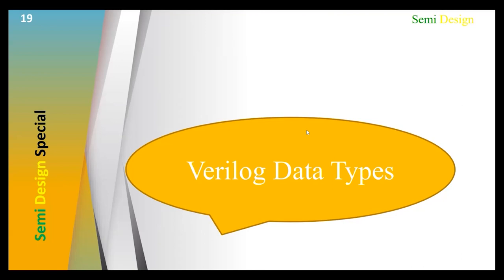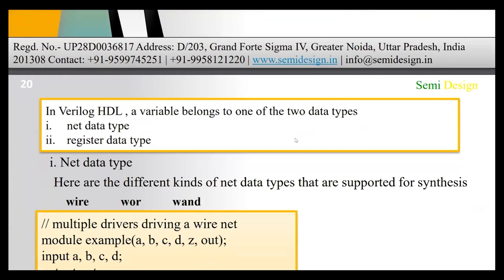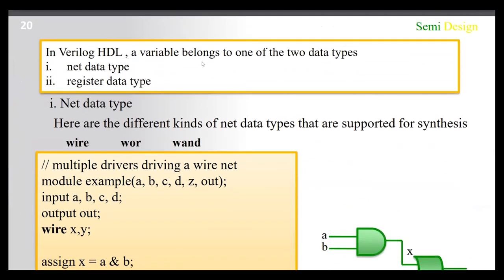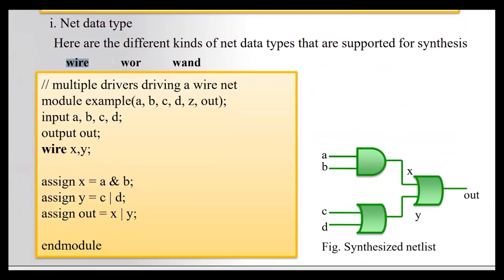So in Verilog we have only two types of data types. One is the net data type, another one is the register data type. In the net data type we have wire, wor, and wand. So wire, wor, and wand are the net data types.